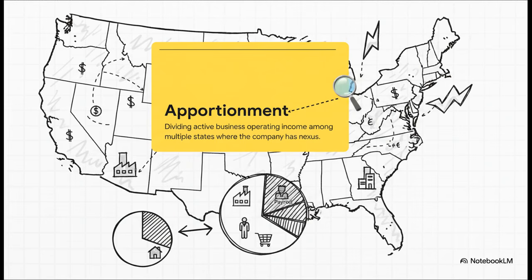Allocation, on the flip side, is for specific non-business income, like a dividend from a passive investment. That stuff doesn't get sliced up at all. It gets allocated 100% to a single state, which is usually the corporation's commercial domicile.